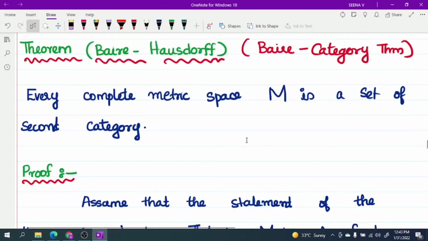Now, the result is the Baire category theorem: every complete metric space M is of second category. So hope everything is clear.